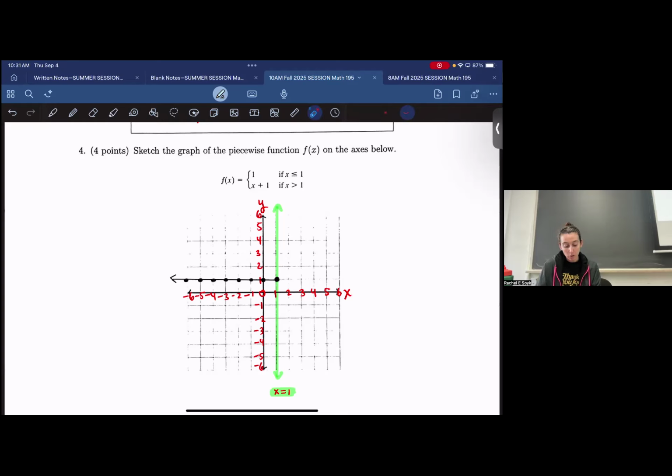Now on this right-hand side, first we want to evaluate what is our function when x does equal 1, because that gives us the hole. So we just plug in 1 for x and we get 2. So 1 comma 2 is where we're going to have a hole.